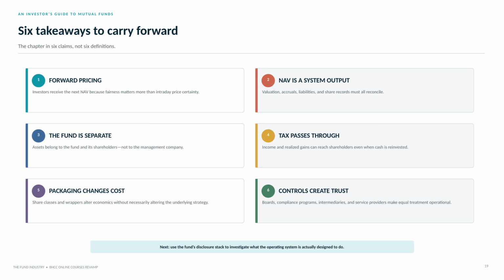Fifth, share classes and legal wrappers can change investor economics without changing the underlying strategy. Sixth, trust is created through boards, compliance programs, intermediaries, and service providers that make equal treatment operational. The NAV formula fits on one line. The closing control checklist does not, and that is exactly the point.